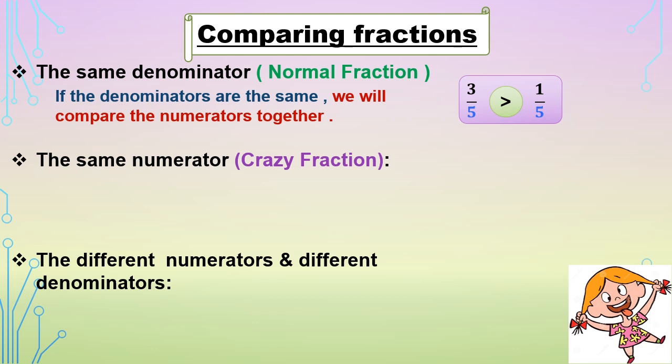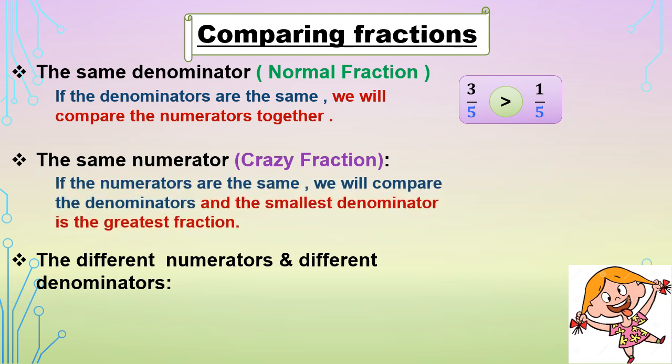The second type is crazy fraction. What about crazy fraction? If the numerators are the same, we will compare the denominators and the smallest denominator is the greatest fraction. And we said the small is big and the big is small in crazy fraction. For example, 2 over 7 and 2 over 4. Here we have same numerators, so it's called crazy fraction.